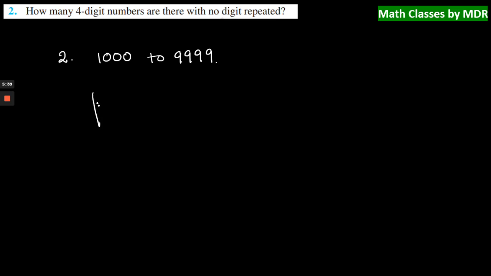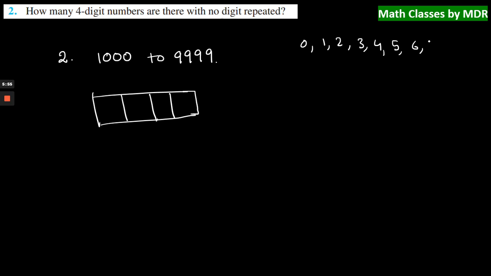Let's see that. We have 4-digit numbers, and how many digits can be used here? We can use 0, 1, 2, 3, 4, 5, 6, 7, 8, 9. From 1000 to 9999, we use all these digits.